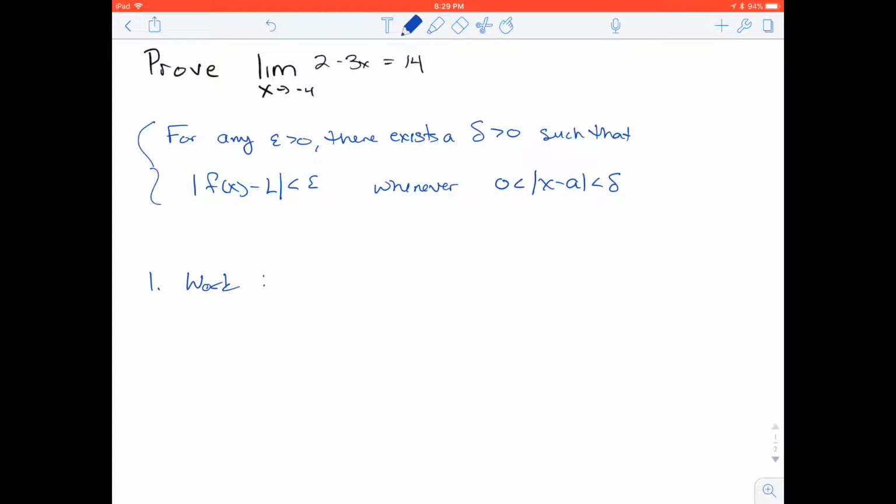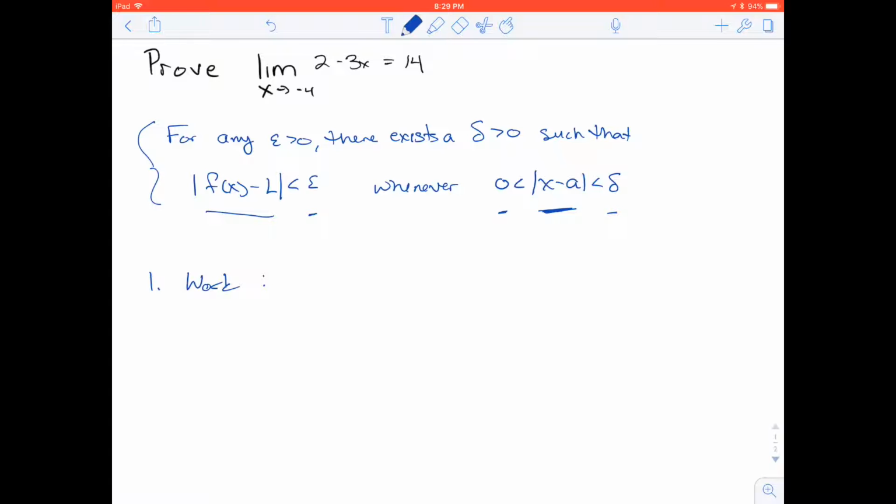For any epsilon greater than 0, there exists a delta greater than 0 such that the distance between our function and our limit is less than epsilon whenever 0 is less than or equal to the distance between x and a, which has to be less than some other small value delta.